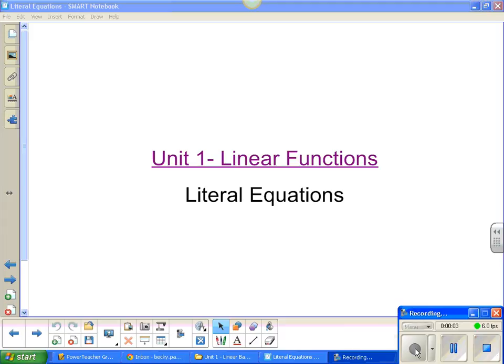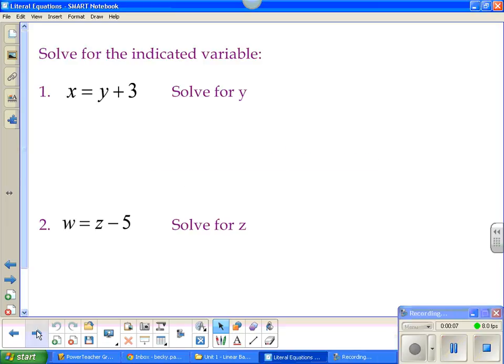This lesson is on solving literal equations. As you can see from these examples, literal equations have more than one variable in them. It's always going to specify which variable it wants us to solve for. You're not going to get pretty answers like y equals 7 for these kinds of equations. You're going to get ugly answers, but your job is to solve for whatever variable they tell you to.